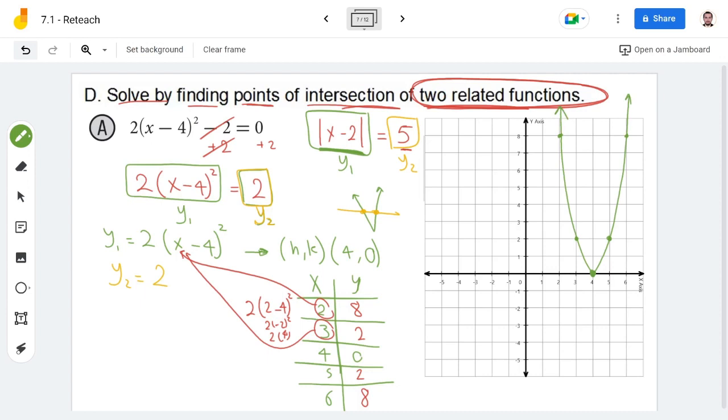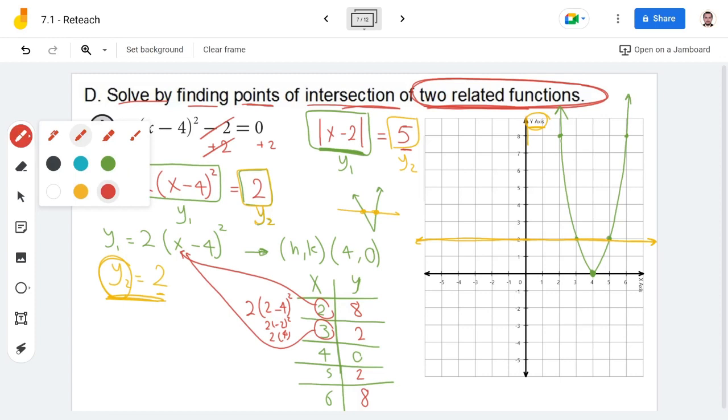After I finished graphing y1, now let's graph y2. y2 means we are talking about y. y is equal to what? 2. So where is y? We know that this is the y-axis, so y equals 2 is this point here. Now plot a line at y2 here. So now this one is y2. Now, if I ask you what are the two solutions that we have, or what are the two intersections that we have?